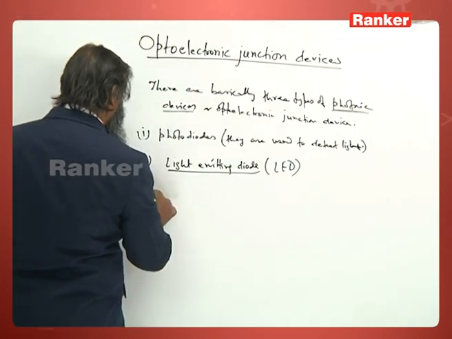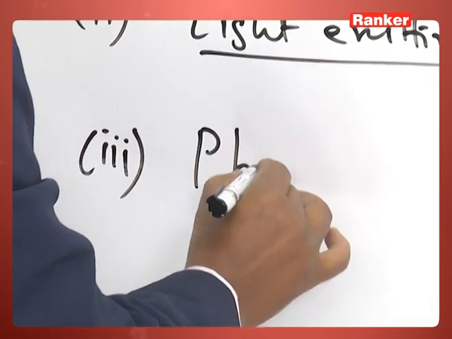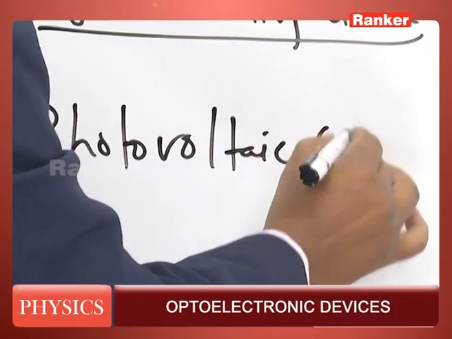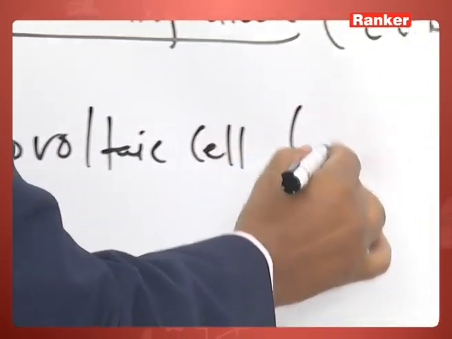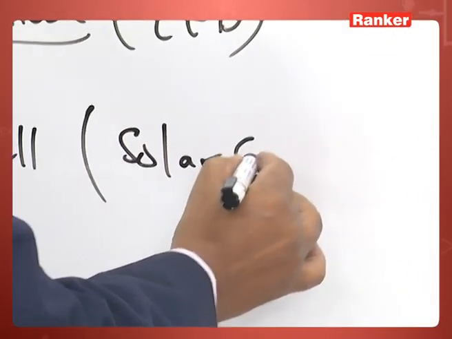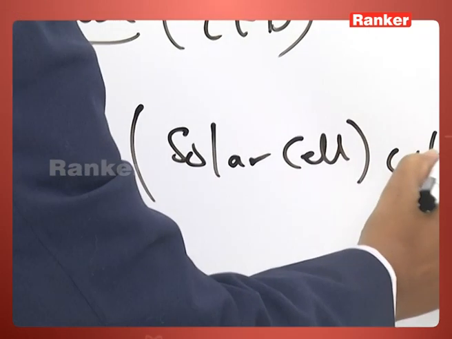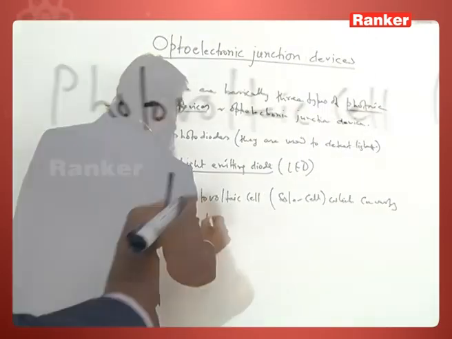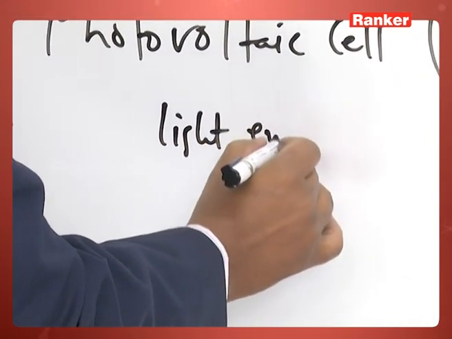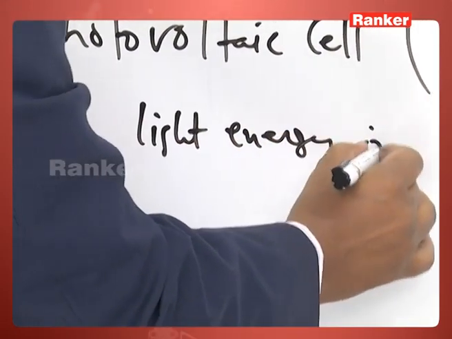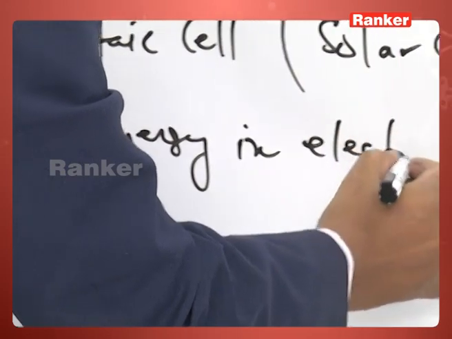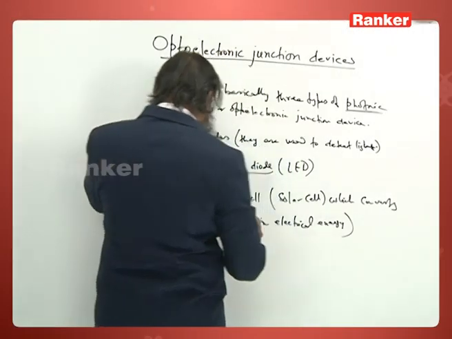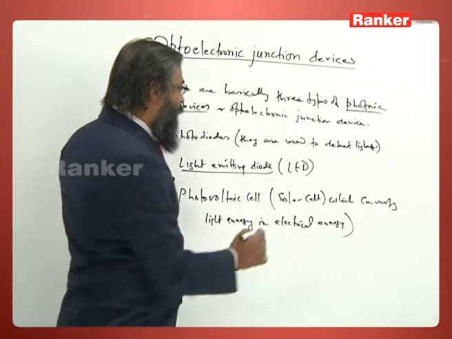Third, photovoltaic cell or solar cell, which converts light energy into electrical energy. That is actually the reverse of light emitting diode.